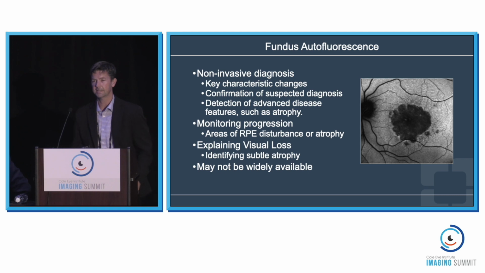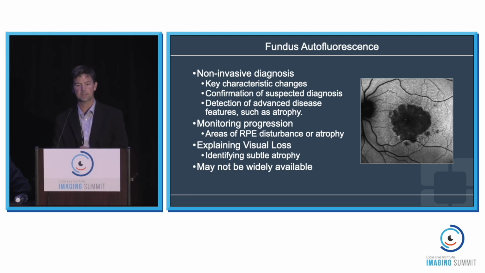Fundus autofluorescence is really one of the things that we think of as a gold standard in terms of the imaging that's used for dry macular degeneration. There are some key characteristic changes. It can confirm the suspected diagnosis. And really where we see it most useful is in cases of geographic atrophy. We may be able to explain vision loss, such as by identifying subtle subfoveal atrophy.